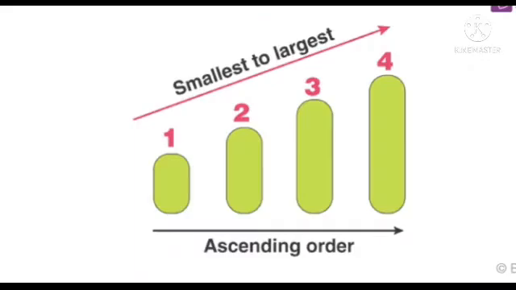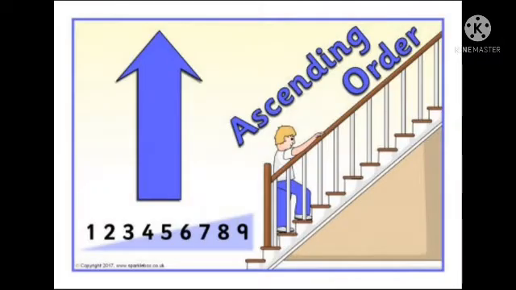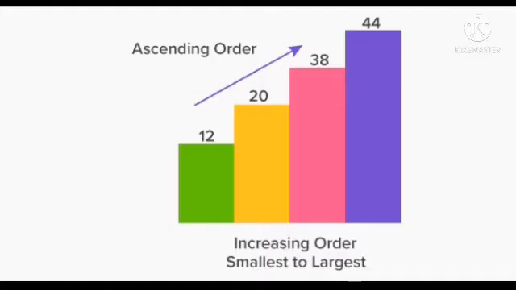Ascending order means arranging numbers from small to big. In ascending order, we go from small to big number. Children, when we move from downstairs to upstairs, it is called ascending order. Always remember, in ascending order, numbers keep on increasing.